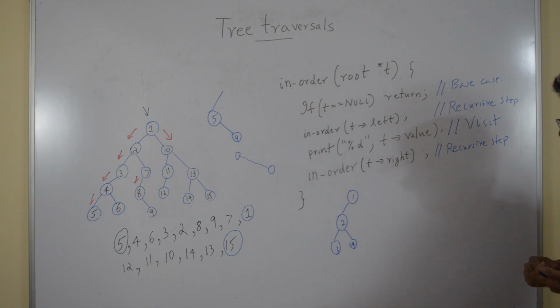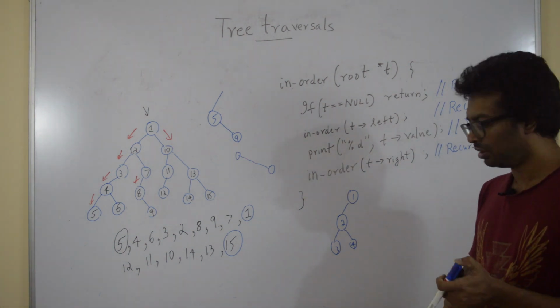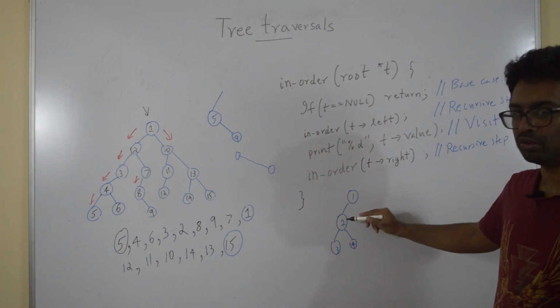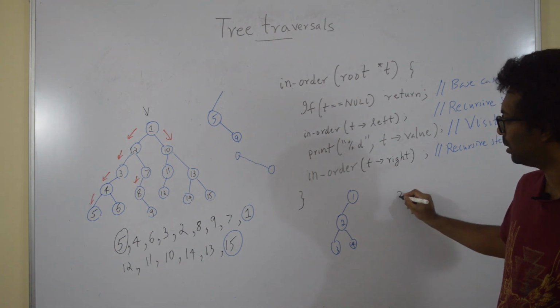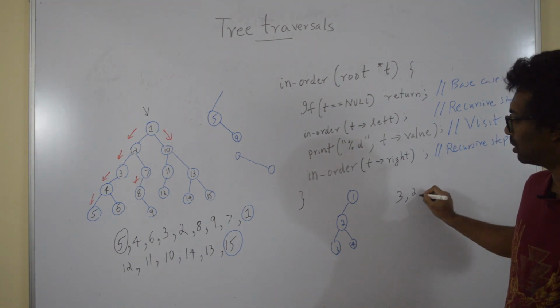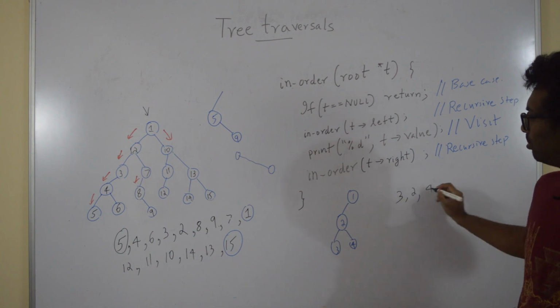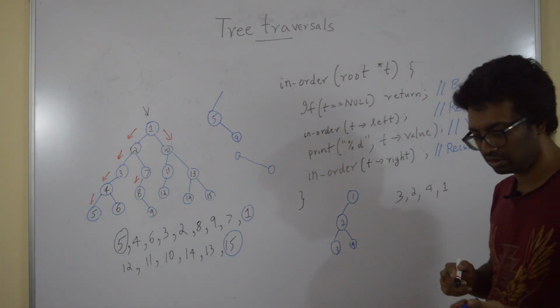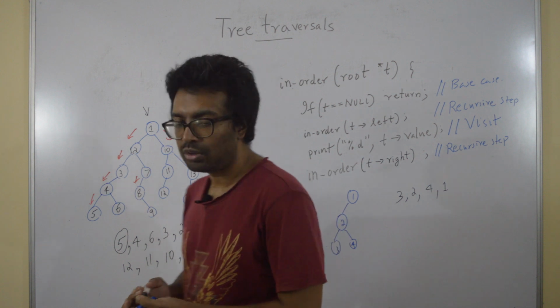What will be the in-order traversal of this tree? Right, I come to 1, I go left, I print 3, I come back, print 2, I go down, print 4, then I go up and print 1. Right, this is the in-order traversal. So in this case, 1 has come up.